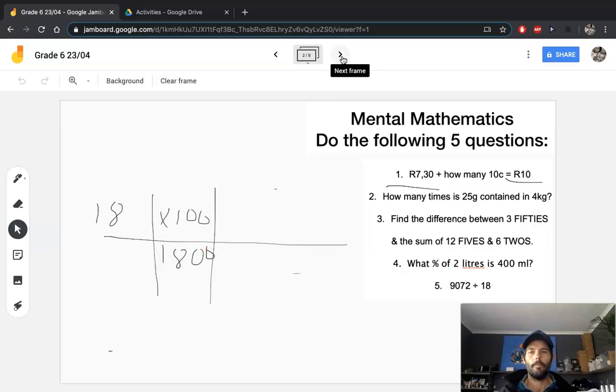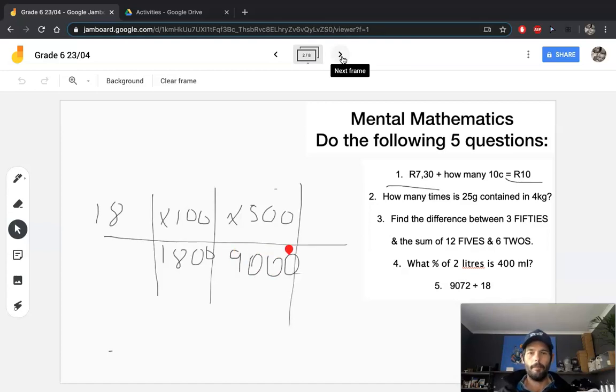Okay, I've got quite a long way to go. I'm going to multiply that by 500. Okay, and you might be wondering, why am I choosing 500? I'm just recognizing that I've got a long way to go to get to 9,072. So I'm just choosing a bigger multiple of 100. So 1,800 times 5 is going to give me 9,000.